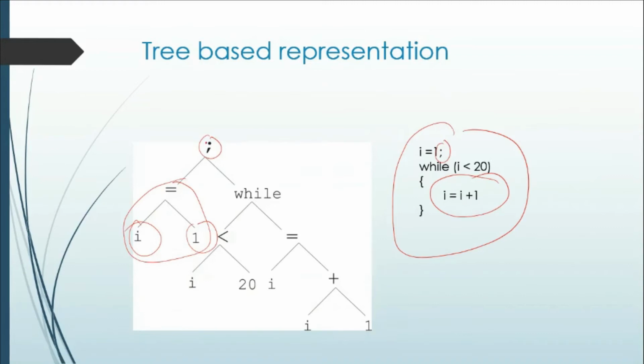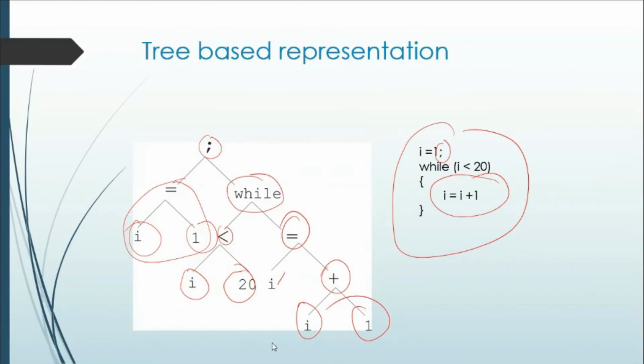Then the next one, while is here. So this is I less than 20. So that is while I less than 20. That is how it is being represented. While I less than 20, I equal to I plus 1. So this is how it is being represented. So this is the tree-based representation in case of genetic programming.